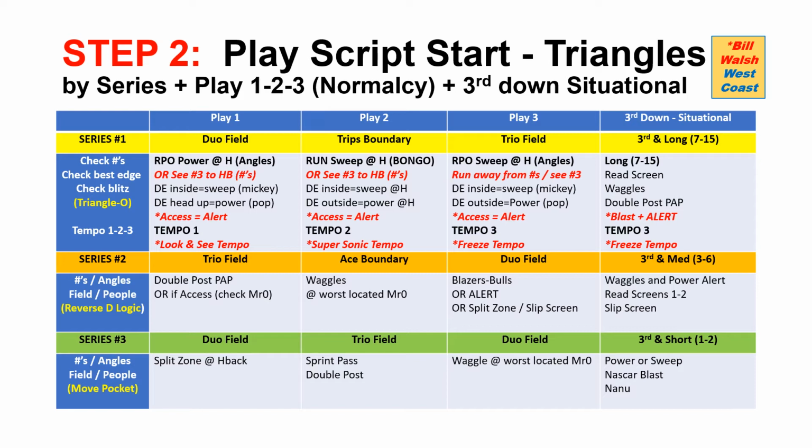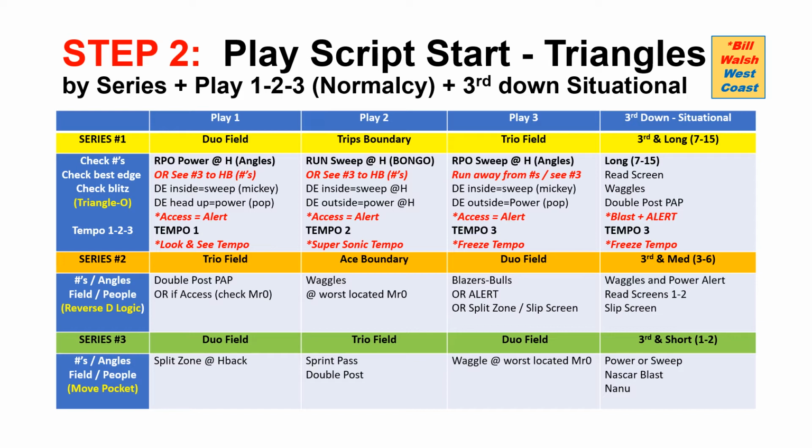Then the second play, you're going to see we're going to go trips, but into the boundary. So this is what I talked about earlier, where we can see if the defense is going to be formation or field conscious. We want to go supersonic tempo here, go quick. And this is going to be run all the way, no RPO. So it's a bongo call. We still have the triangle thinking where, again, if we don't have good angles for sweep, we can check the power and we can still check the alert. Still going really quick with our supersonic tempo.